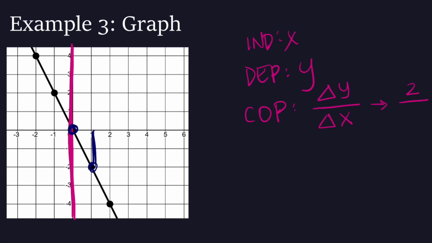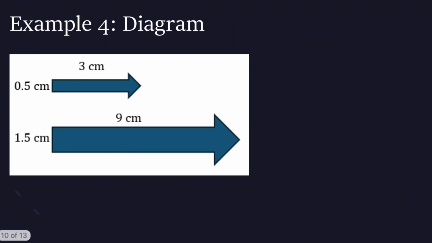And then look how far apart they are horizontally for the x-axis. It's just 1. And it's headed downwards, so it's going to be negative. So that would be my constant of proportionality. Negative 2 over 1 just simplifies to negative 2. So that would be my constant of proportionality. In later years, you're going to call it a slope.